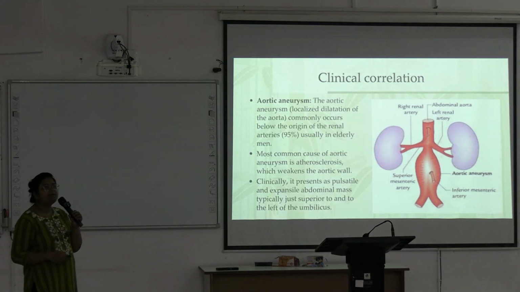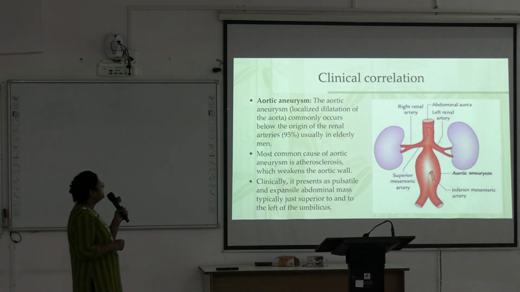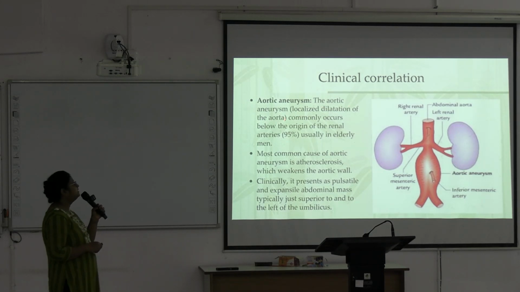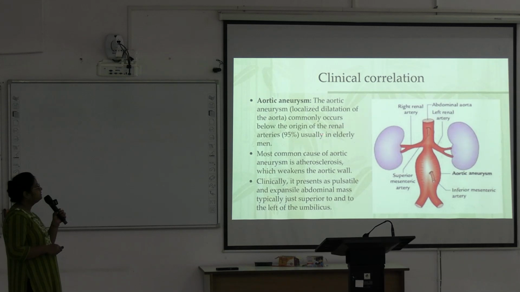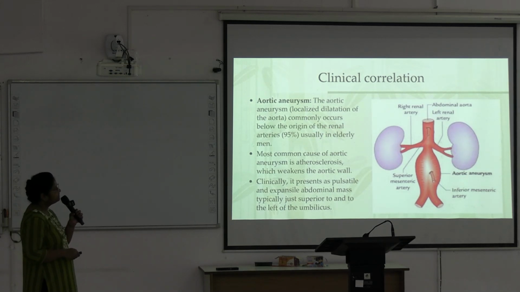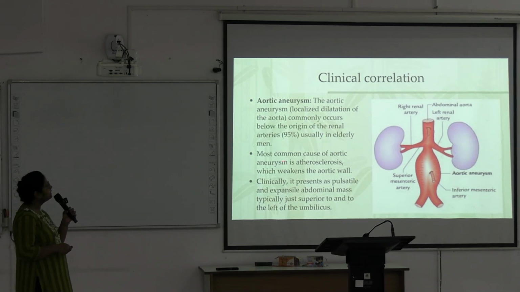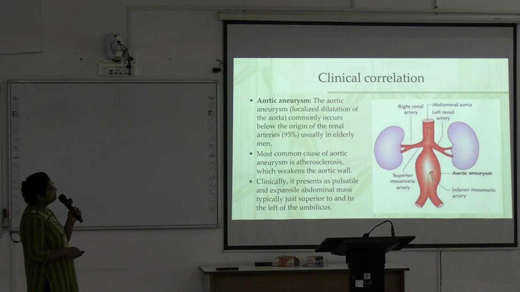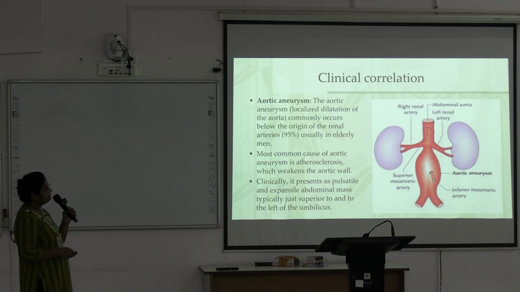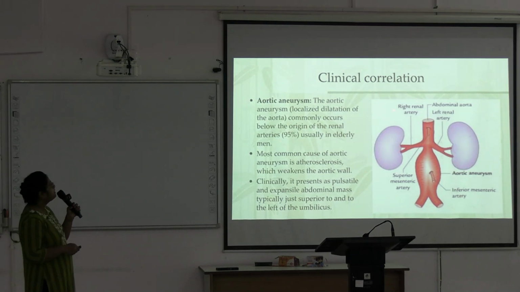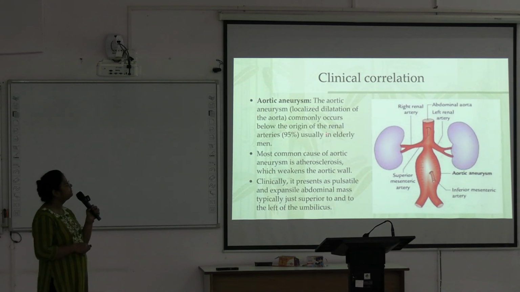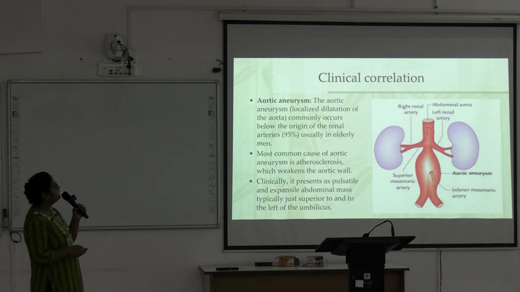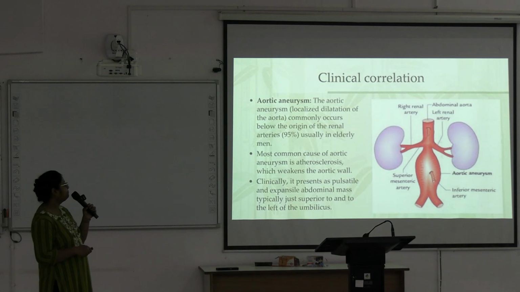clinical aspect is aortic aneurysm. Aortic aneurysm, it is a localized dilatation of the aorta and commonly occurs below the origin of the renal arteries. So these are the renal arteries supplying the two kidneys. Below the origin of renal artery, the dilatation mainly occurs. It commonly occurs below the origin of renal arteries in 95% of cases, usually in elderly men.